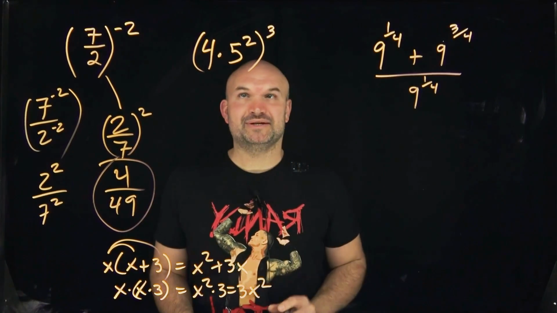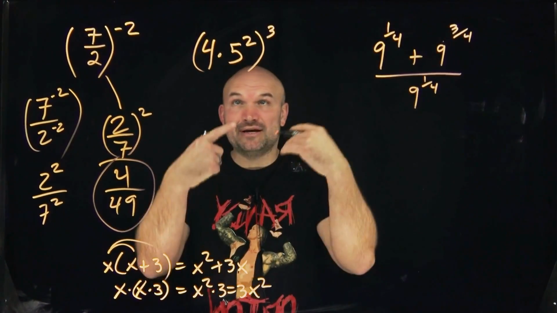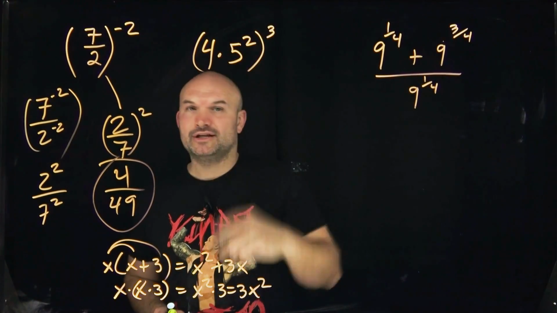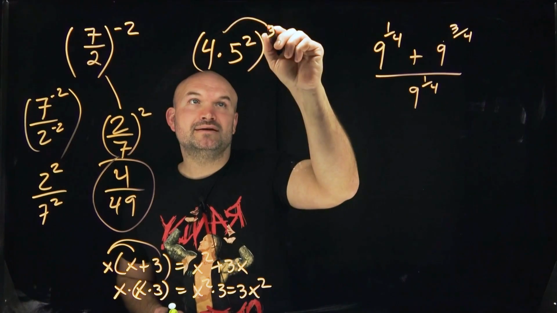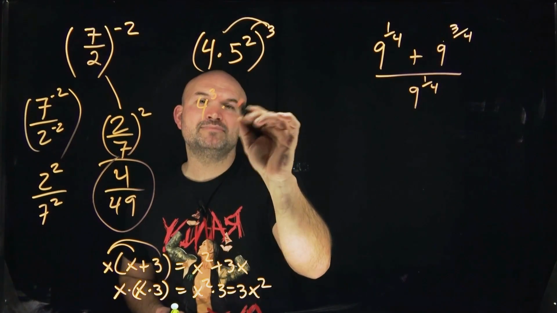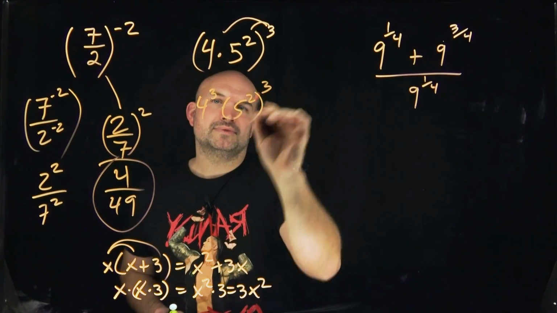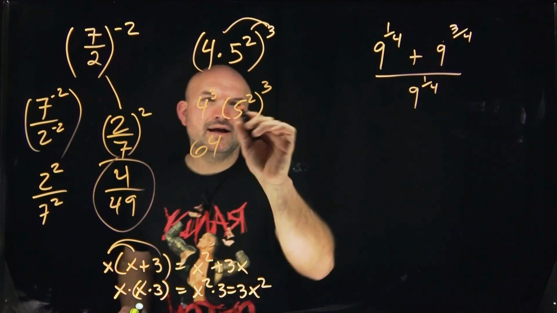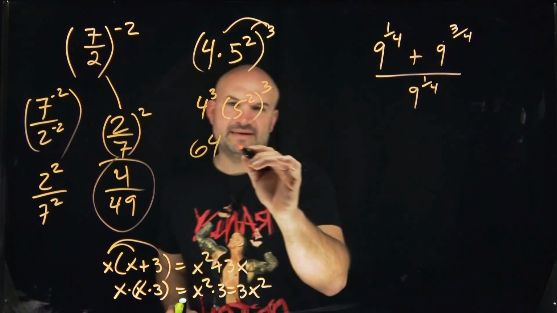With exponent properties, though, we can actually apply the distributive property. Now, you could simplify this first and then go ahead and cube it, but a lot of times you can apply this distributive property, and sometimes it just makes the math a little bit easier. So in this case, we have 4 cubed, that is going to be 64. And then we have 5 squared, which is going to be 25.